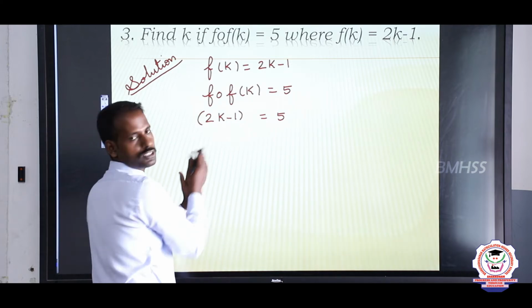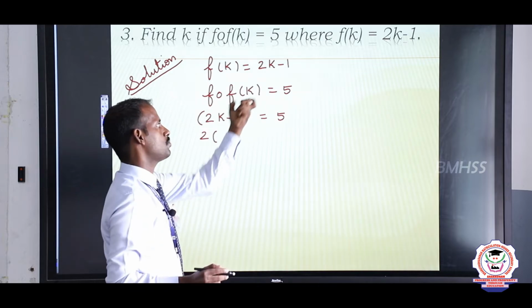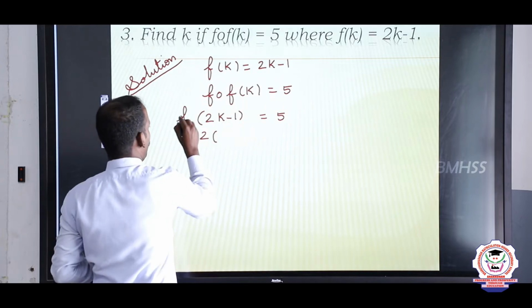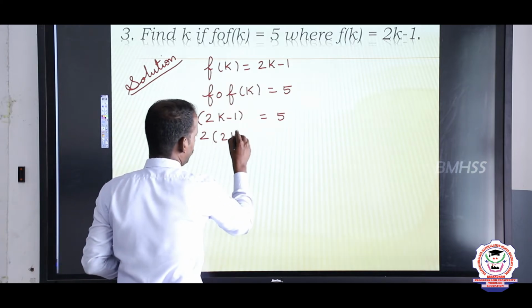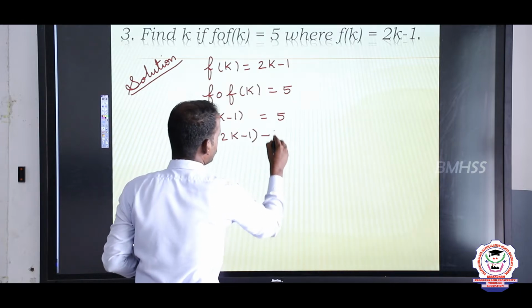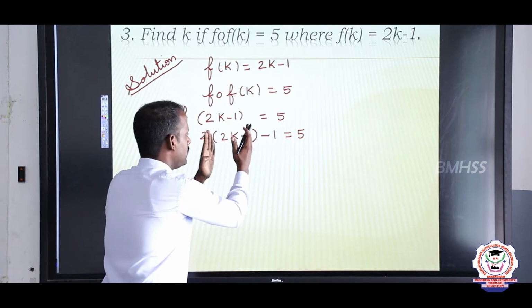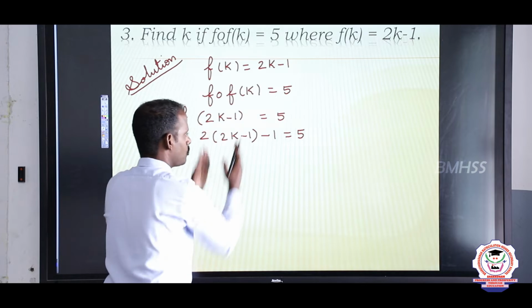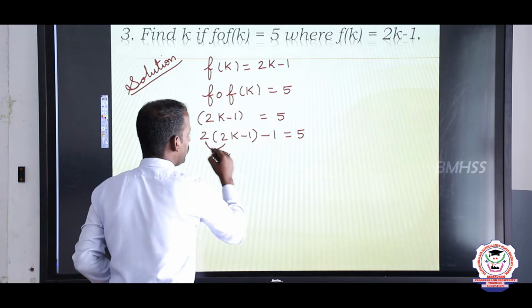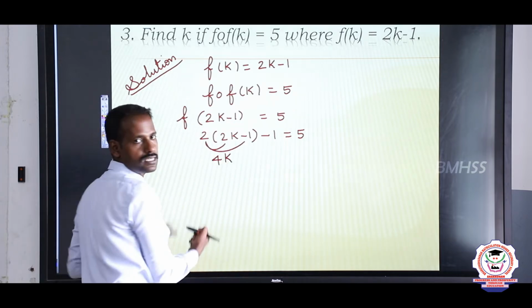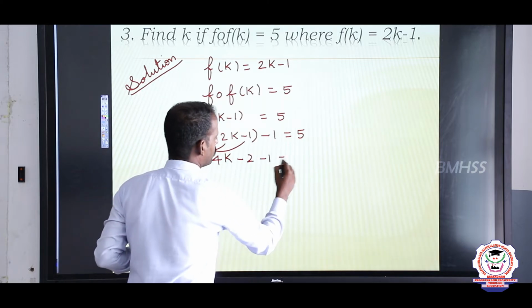So here, using the same function value, 2 into, what is the k value? The k value is 2k minus 1, that is f of 2k minus 1. So here 2 into 2k minus 1, minus 1 equal to 5. Here the k part is 2k minus 1. So here 2 into 2k is 4k. Then 2 into minus 1: plus into minus is minus, then 2 ones are 2. Then minus 1 equal to 5.